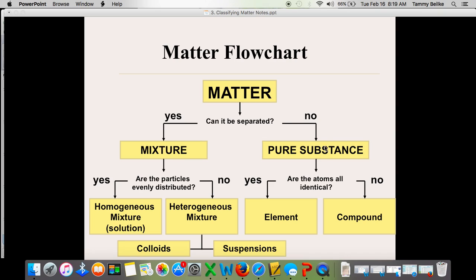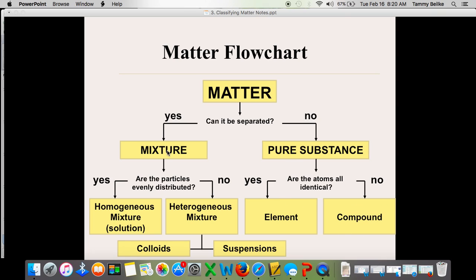So let's go down the pure substance lane for a second. This matter that cannot be separated is a pure substance. I would look at, are the atoms identical? If yes, then it's an element. If not, it's a compound. Maybe you have a chemical formula that you can use. If the chemical formula is just one single element, subscript or no subscript, it's going to be an element. If the atoms are different, like sodium chloride, NaCl, that must be a compound.